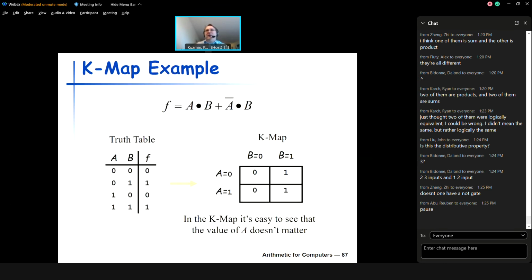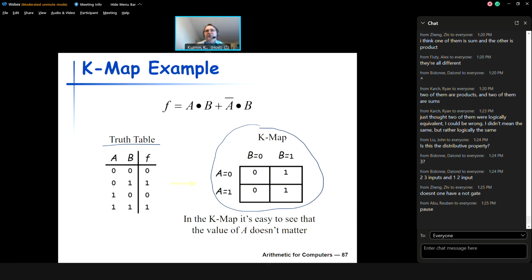All right, so let's do an example. First, of course, the easiest one is two variables. Well, you can do it for one variable, but that is trivial. For two variables, you build a map that looks like that. So that's what we call a K-map, right? And this is our traditional truth table. So you see a K-map is just a slightly rearranged truth table.